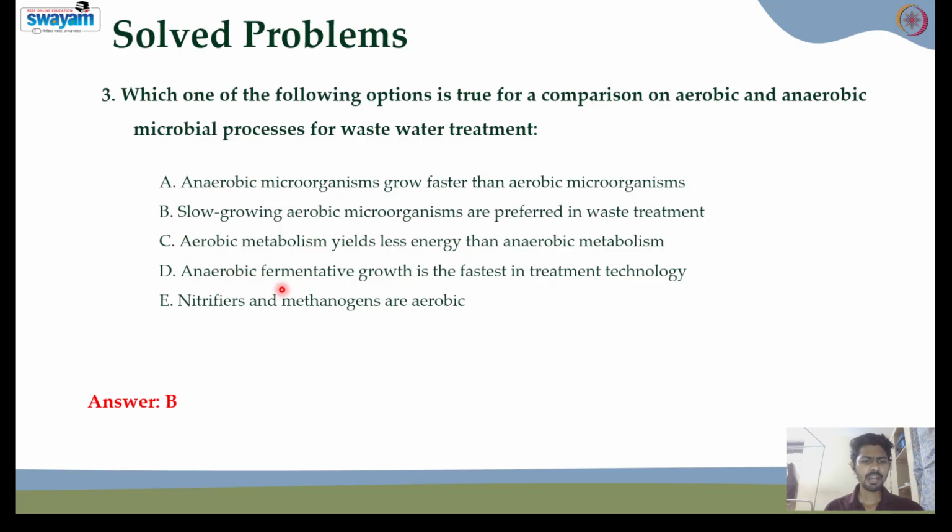Option D, anaerobic fermentation growth is fastest. No, anaerobic systems normally grow slowly, right? So it is not fastest, it is a slower growth. So slower growth, slower biomass accumulation will be happening. Option E, nitrifiers and methanogens are aerobic. It is partially true because some nitrifiers are obligate aerobes, but methanogens are strictly anaerobes. So this statement is also false. That is why the option B, slow growing aerobic microorganisms are preferred in wastewater treatment.